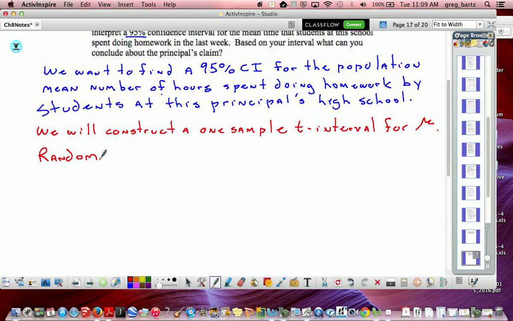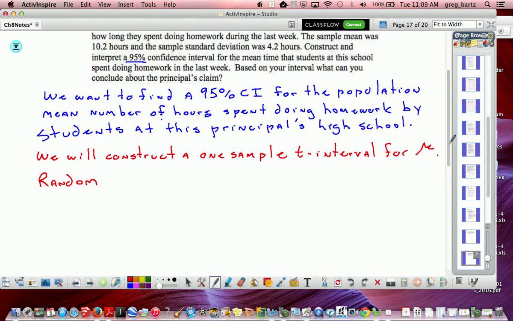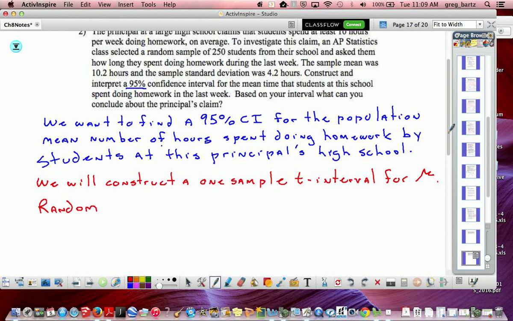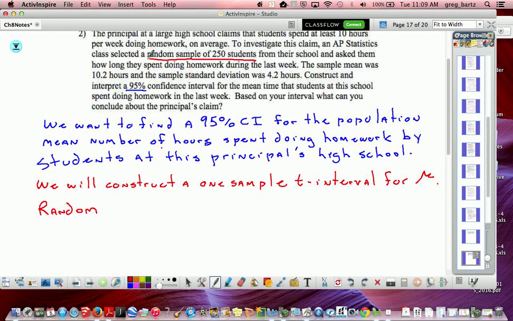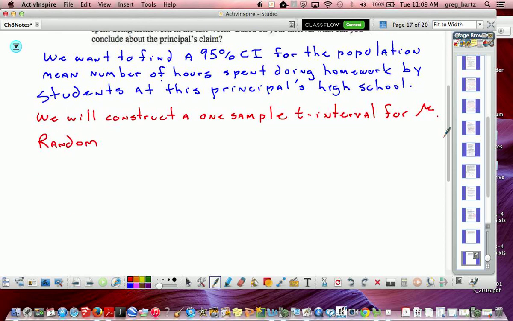All right, so our first condition is it random? Well, how many students did the principal survey? So we have a random sample of 250 students. A simple random sample of 250 students was taken. So I'm going to do a little check and write yes.